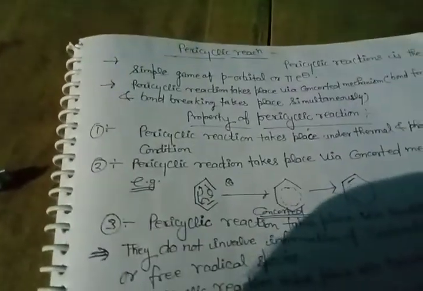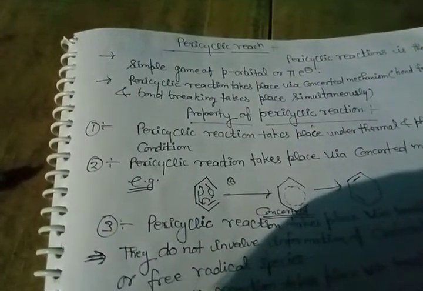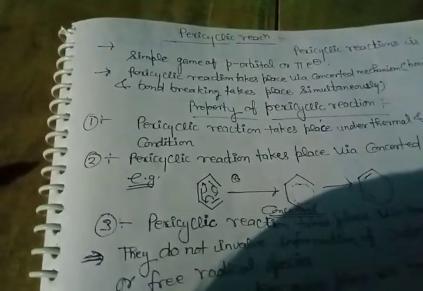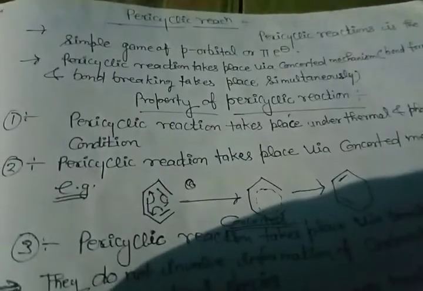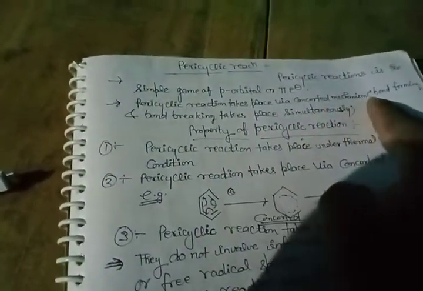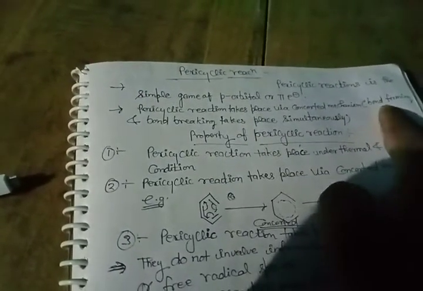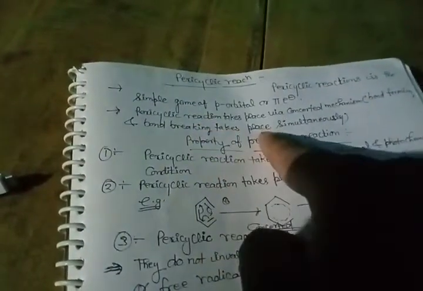Today we should try to discuss pericyclic reactions, which is a very important chapter in higher classes. Pericyclic reaction is a simple game of p orbitals or pi electrons. Pericyclic reactions take place via a concerted mechanism. It means bond formation and bond breaking take place simultaneously.